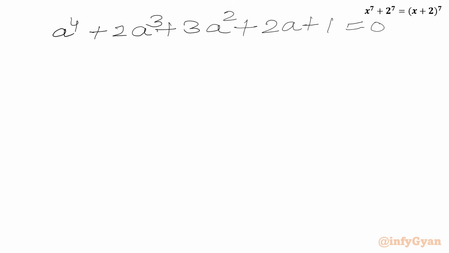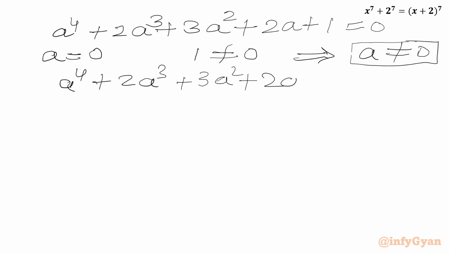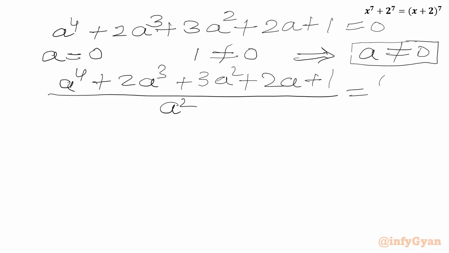If I plug in a equal to 0 into our equation, will it satisfy? 0 plus 0 plus 0 plus 0 plus 1. So 1 cannot be equal to 0. So we can conclude from here a cannot be equal to 0 for our equation. So I can divide our equation by a square on both sides. So let's divide a power 4 plus 2a cube plus 3a square plus 2a plus 1 by a square. In the RHS also we'll divide by a square.